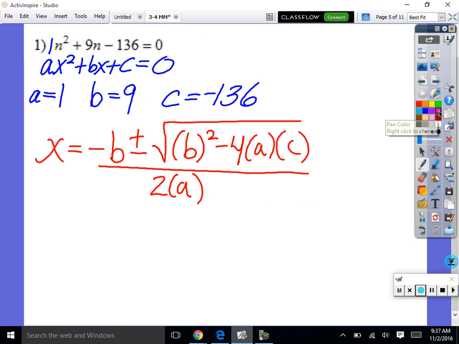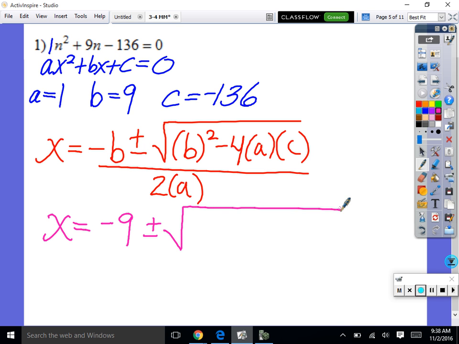So let's plug it in. So x equals negative b, which really just is the opposite of b. Negative b is opposite of b. Isn't this positive 9? So we're putting in negative 9 because b is 9. Then we have plus or minus. We're going to write a square root. B squared, we're going to show our work. So we have b is 9. We're putting in 9 squared.